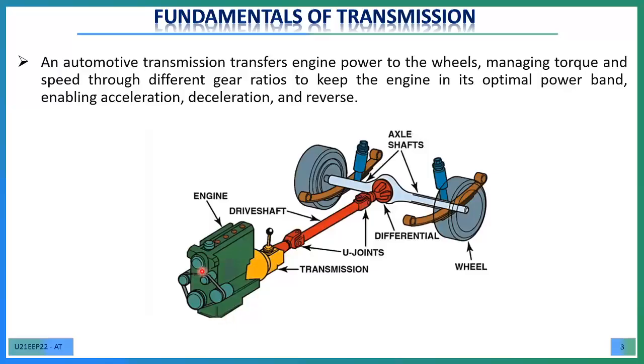The main primary component is the engine. Then that is connected with the transmission, that is the clutch and gear system, which is connected with the drive shaft. The drive shaft is connected with the differential. The differential is directly connected with the axle shaft. The axle shaft is connected to the wheels.